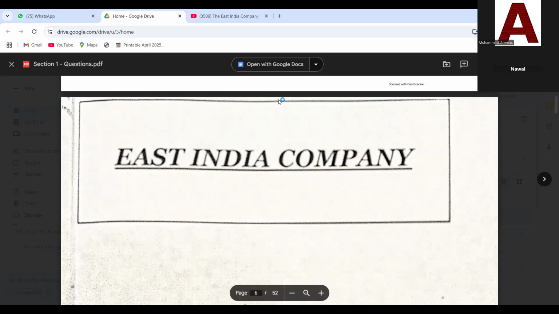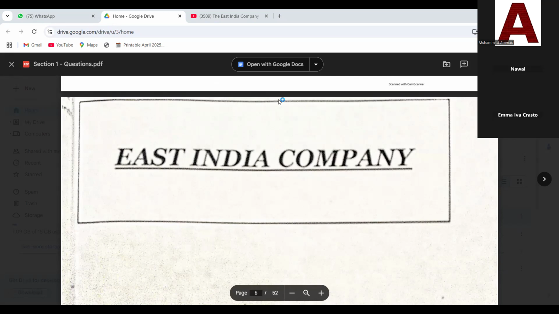They were becoming more interested in the political matters of the subcontinent, and they played very strategically in terms of how their power, how their control expanded. This East India Company is the next topic that we're studying today.